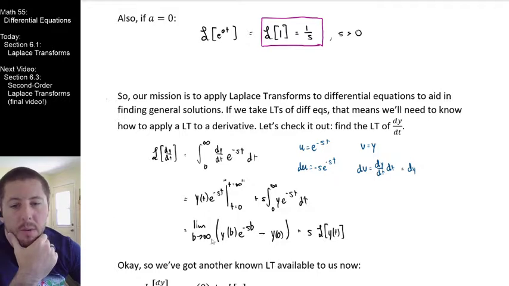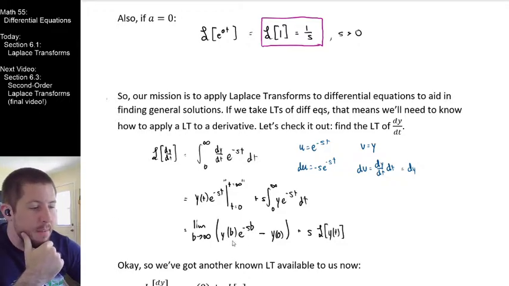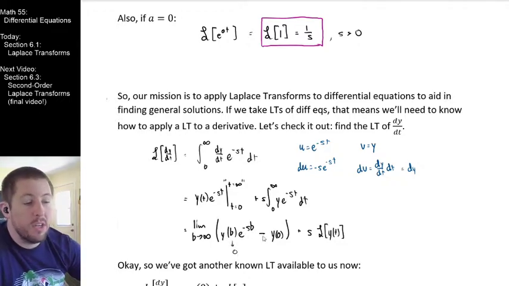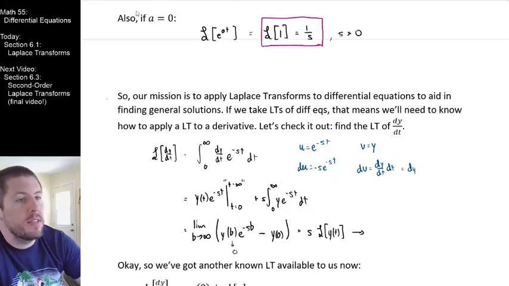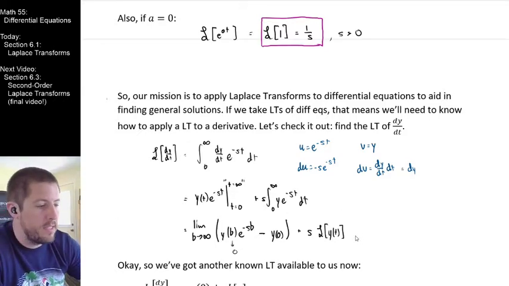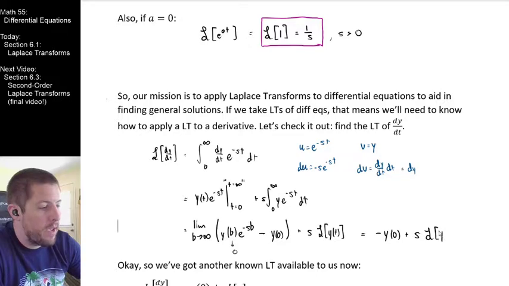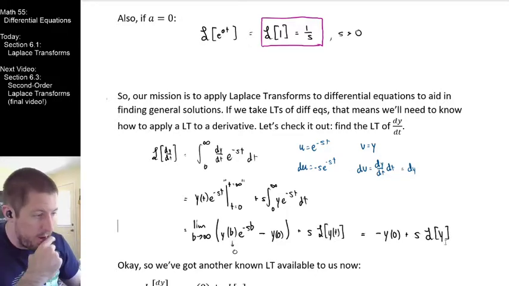Now what's going on over here? Well, you should notice that as b goes to infinity, we're going to get e to the negative infinity, and this is going to end up going to 0. And so all that we survived from this limit expression right here is just negative y of 0. So let me just write this as an equal sign right here. What we're getting out in total for our Laplace transform of dy dt is just negative y of 0 plus s times the Laplace of y. I'll just shorthand it to y right there.